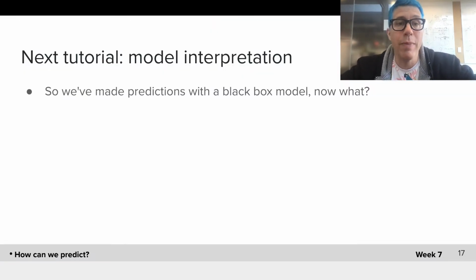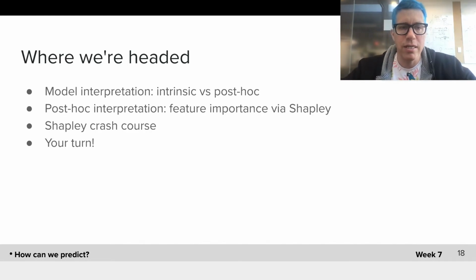So we'll be talking about model interpretation. We made predictions with the black box model. And for all practical purposes, AutoScaler is a black box model. So how can we know how important each feature is?